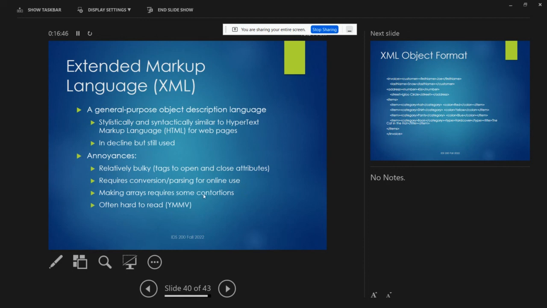Second, it requires some kind of conversion or parsing for online use. If you want to have this object be immediately available in some sort of online application, you have to essentially write a separate program to parse that object data into whatever format you want it to be. You have to have that there. Now, that's not necessarily a huge problem, but it is an annoyance that a lot of, especially small businesses, don't want to deal with.